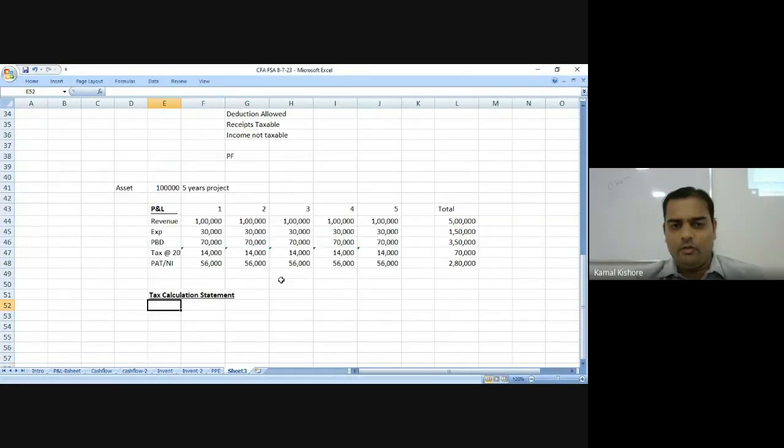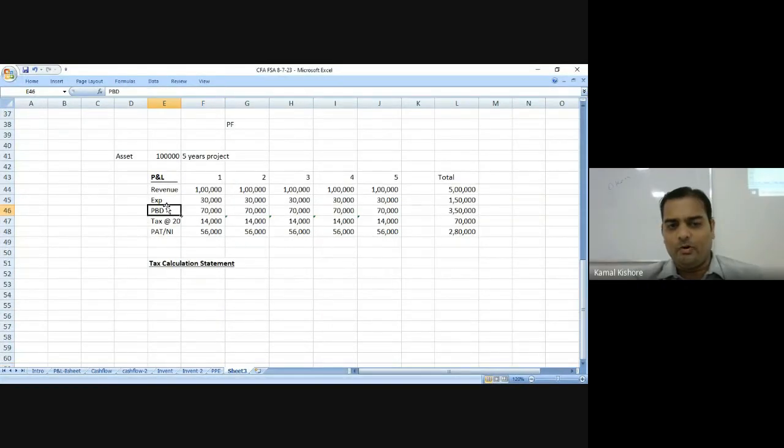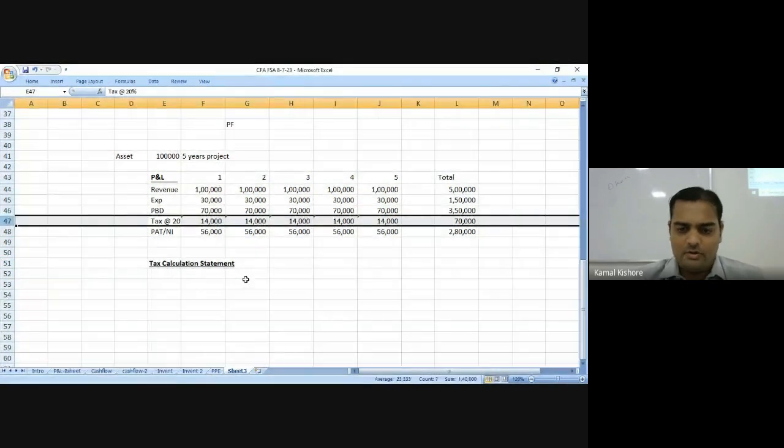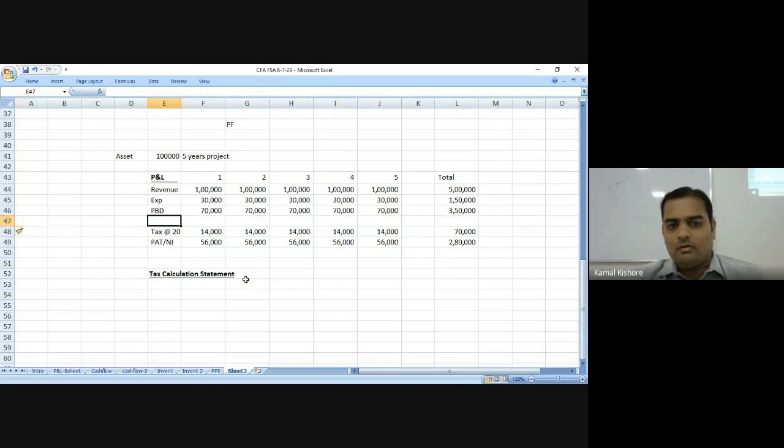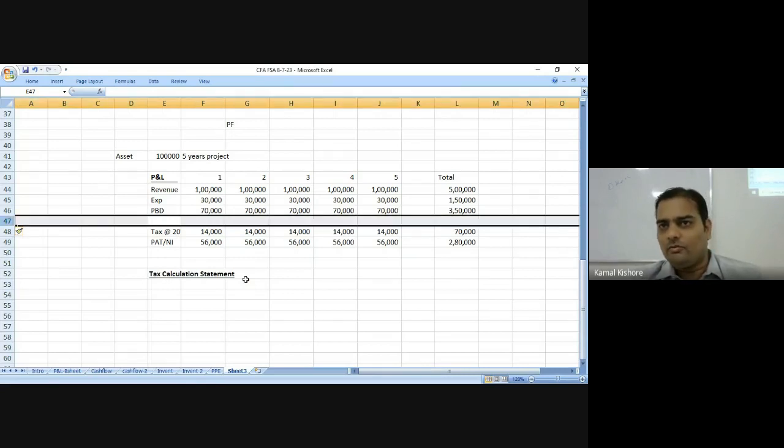Okay. Now let us do tax calculation. Assuming this is profit before depreciation and tax is this amount. So profit before... Where is depreciation? Where is depreciation in this?